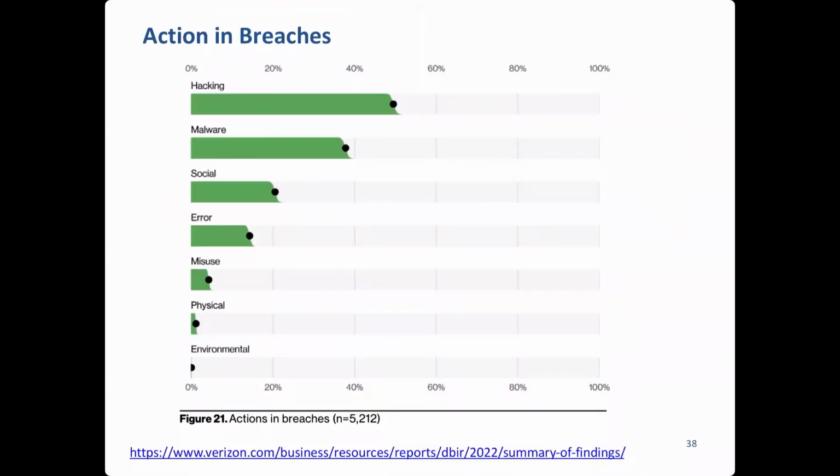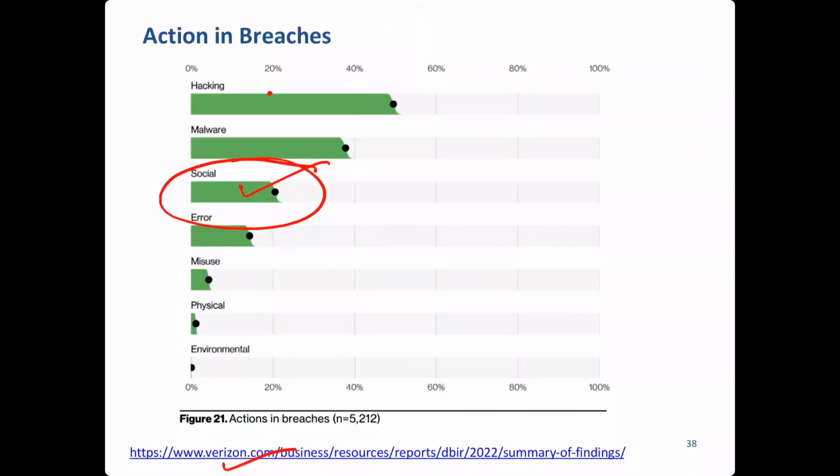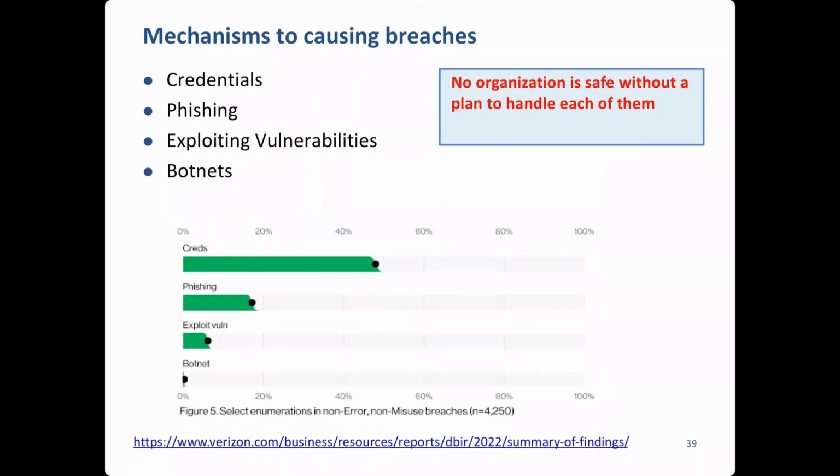Okay, and we can see this data I have taken from Verizon, which publishes a report every year. And then action in breaches. Basically, if there is a breach, then there is approximately a 20% chance that it is because of social engineering tricks. Also, hacking is first, malware is second, social engineering comes third, because it is a very low cost and very effective method.